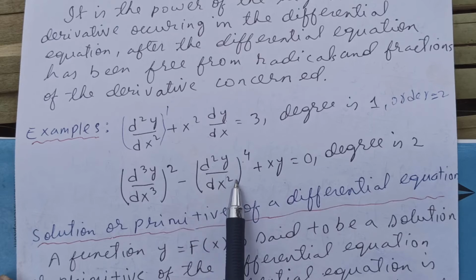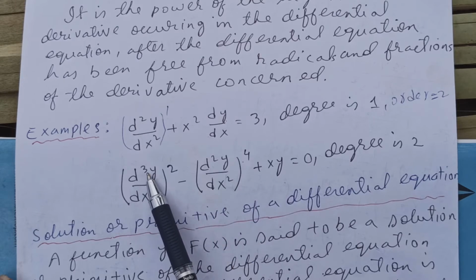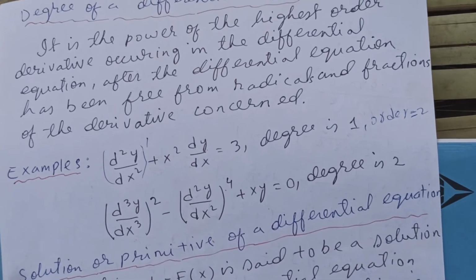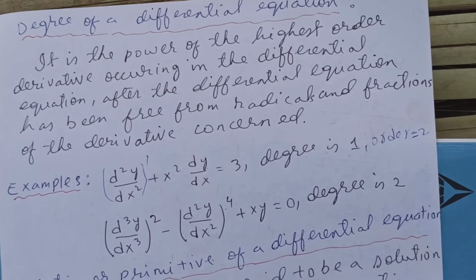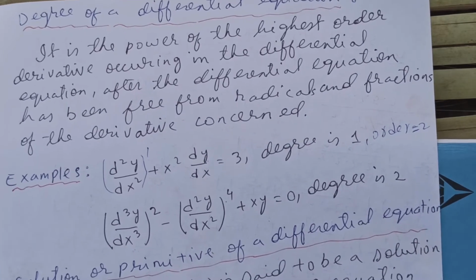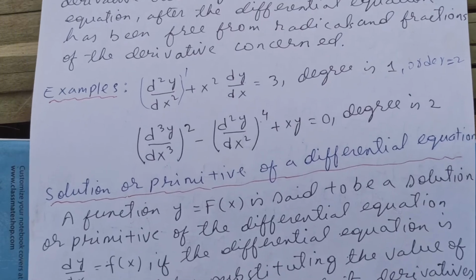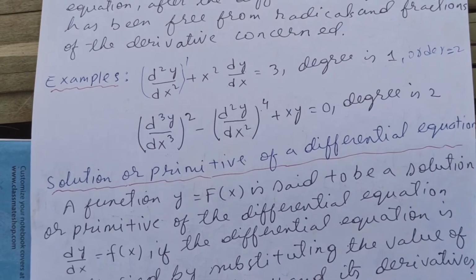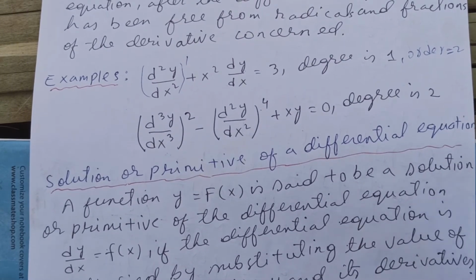Here, the order is 3 only. Okay, that is how we differentiate between order and degree. Now let's see about solutions, or primitive, of a differential equation.